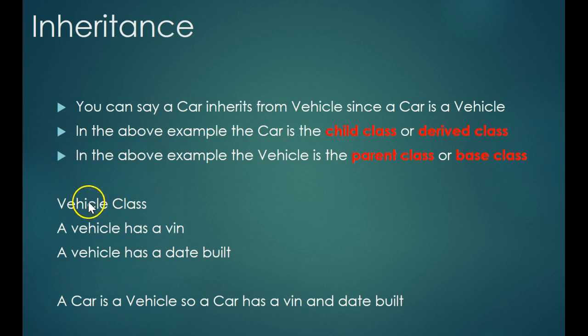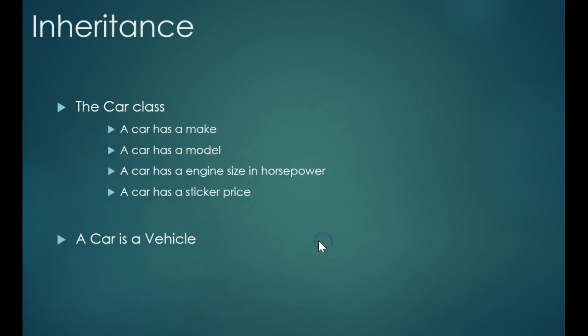Here's the vehicle class. The vehicle class is going to have two fields. It's going to have a vehicle ID number, and it's going to have a date built. A car is a vehicle, so a car is going to have a vehicle ID number and a date built. So if a car is a vehicle, it has everything the vehicle has and whatever fields the car is going to have in the future.